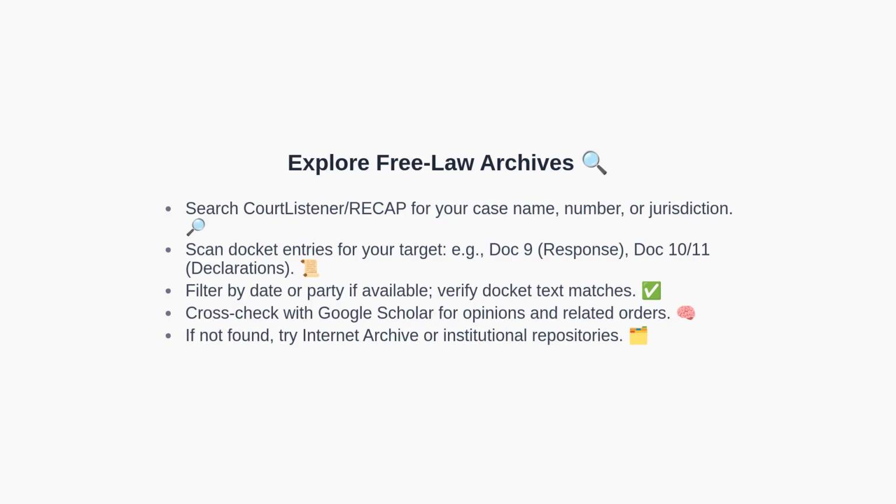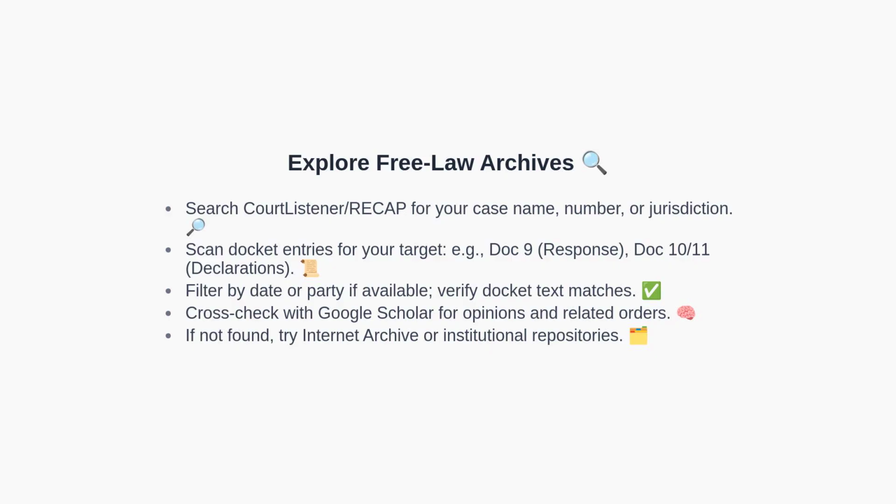To explore free law archives, start with Court Listener and the RECAP archive by searching your case name, docket number, or jurisdiction. Then, skim the docket entries to locate specific targets, such as a government response or declarations. Use available filters to narrow by date or party, and always confirm that the docket text matches what you need. If you cannot find the document, expand the search to Google Scholar for related opinions or orders, and to the Internet Archive or institutional repositories.